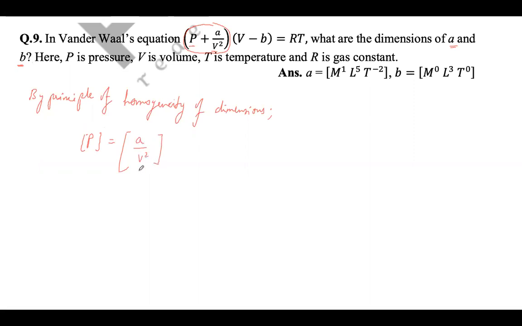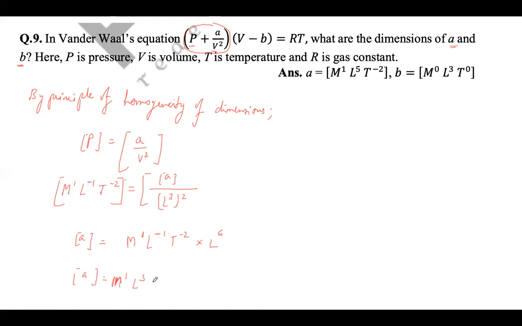V क्या है, वॉल्यूम है हमारा, ठीक है, P प्रेशर है. प्रेशर फोर्स अपॉन एरिया होता है, फोर्स m1 l1 t minus 2, तो m1 l minus 1 t minus 2, ये प्रेशर का डायमेंशन हो गया. ए का डायमेंशन हम लोग को अभी निकालना है, डिवाइडेड बाय वी स्क्वायर. वी स्क्वायर मतलब वॉल्यूम है लेंथ रेज टू द पावर 3, इसका स्क्वायर कर दोगे तो लेंथ रेज टू द पावर 6 हो जाएगा. तो ए का डायमेंशन, इनको LHS में ले जाओ, तो m1 l minus 1 t minus 2 इंटू l रेज टू द पावर 6. तो इसको हम लिख सकते हैं m1 l रेज टू द पावर 5 t रेज टू द पावर -2. ये हमारा ए का डायमेंशन हो गया.